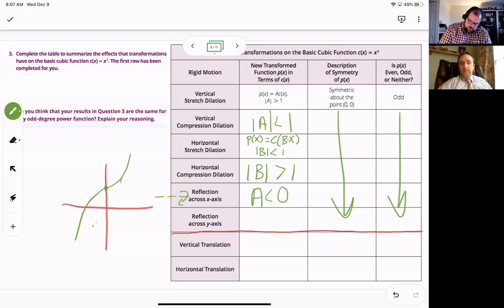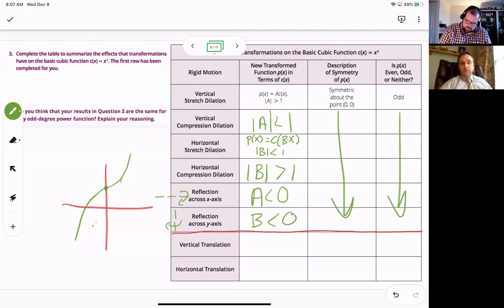And similarly, for reflection across the y-axis, this would be a horizontal flip. We're talking about changing x values to their opposite sign. So this is going to be if b is less than 0.